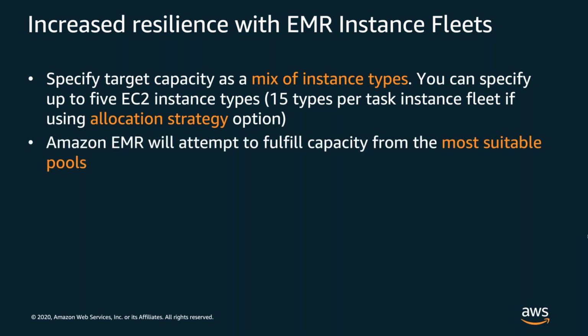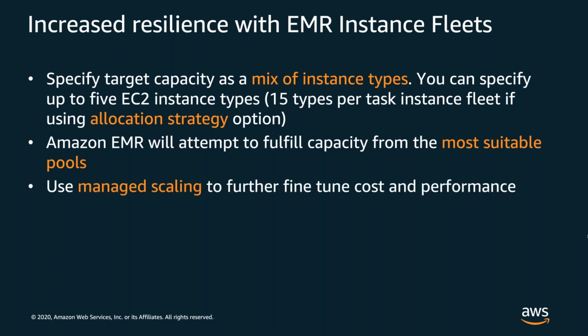And they have a configuration called allocation strategies, which I'll touch on in a second. EMR will attempt to fulfill capacity from the most suitable pools. So when you put in those 5 or 15 different instance types, EMR will automatically fulfill the capacity from the most available pools of spare capacity. We have a ton of spare capacity, but the idea is to put you into the one where we have the most available to reduce the likelihood of interruption. So it's doing all of that for you.